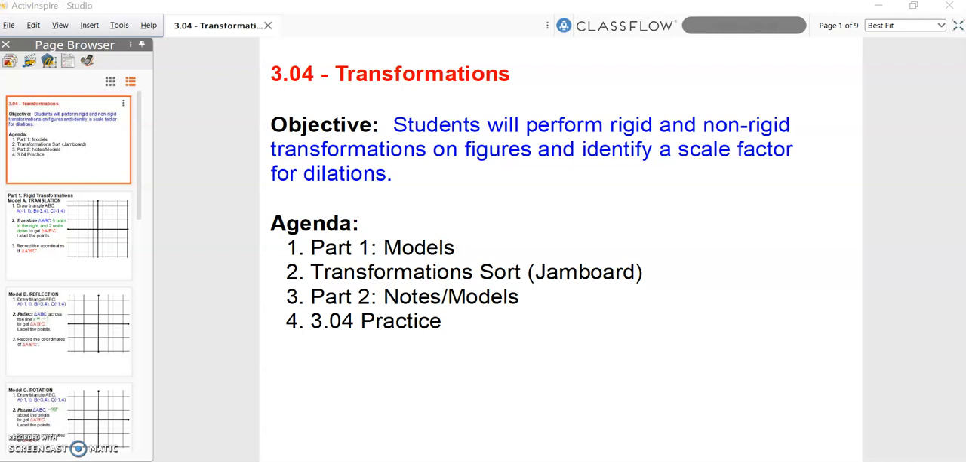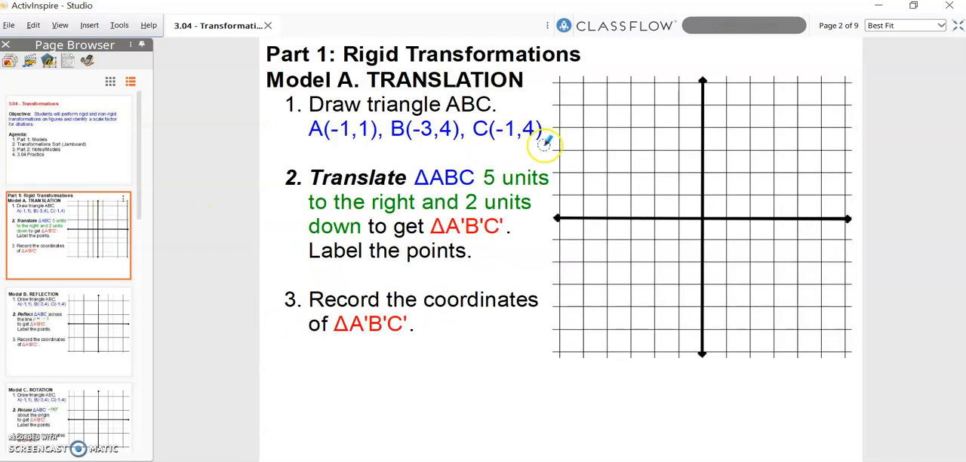3.04 Transformations. Our objective: students will perform rigid and non-rigid transformations on figures and identify a scale factor for dilations. Here's the agenda. Part 1, here's our first rigid transformation.